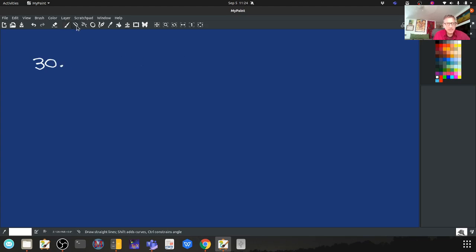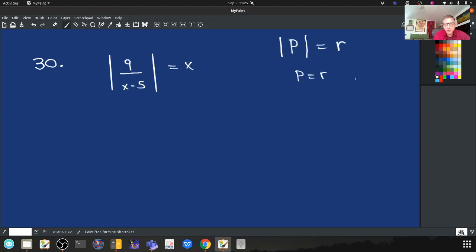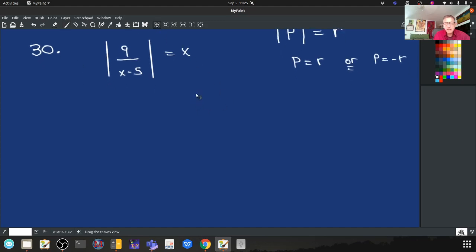So here I have an absolute value, 9 over x minus 5, and it's equal to 11. This is really no problem to solve, because if p is some polynomial or some algebraic expression, and the absolute value of p is equal to some constant r, then that means p is equal to r, or, remember that, p is equal to minus r. And that's all we're going to do here. Literally, there is no problem.